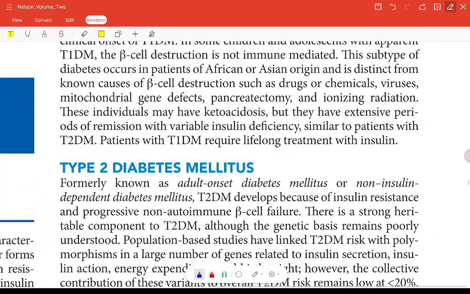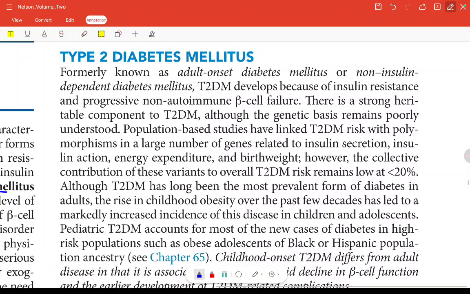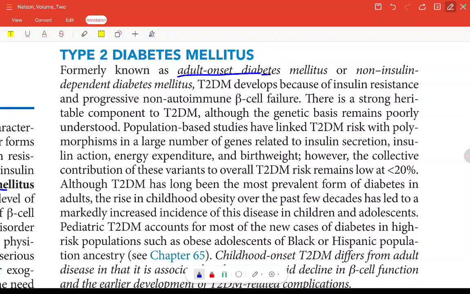Okay, let's move ahead to type 2 diabetes mellitus. We will read in detail about it in the further parts of this video. Type 2 diabetes mellitus, formerly known as adult onset diabetes mellitus or non-insulin dependent diabetes mellitus. Okay, this was adult onset, formerly known as, and non-insulin dependent. It develops because of insulin resistance and progressive non-autoimmune beta cell failure. There is no autoimmune system involved in type 2 diabetes mellitus. There is beta cell failure, but that is totally different, not related to any autoimmunity.